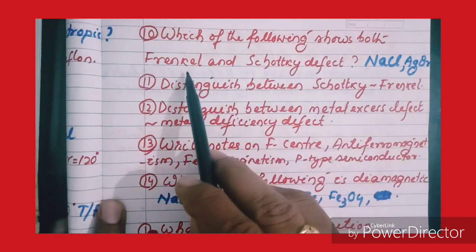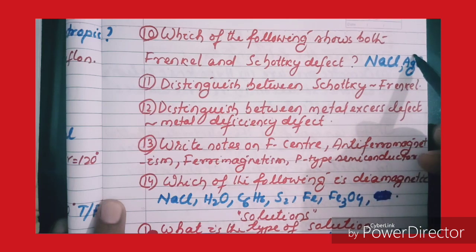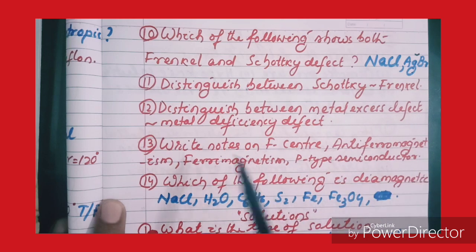Which of the following shows both Frenkel and Schottky defects, NaCl or AgBr? Distinguish between Schottky and Frenkel defects. Distinguish between metal excess defect and metal deficiency defect. Write notes on F-centre, antiferromagnetism, ferrimagnetism, p-type semiconductor.